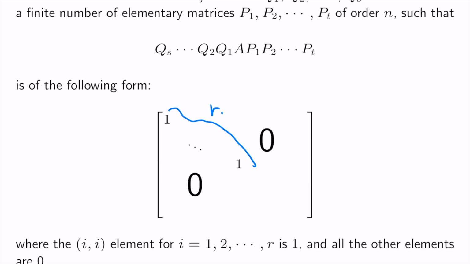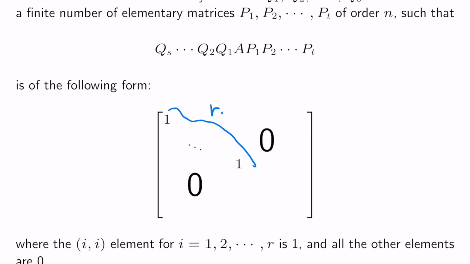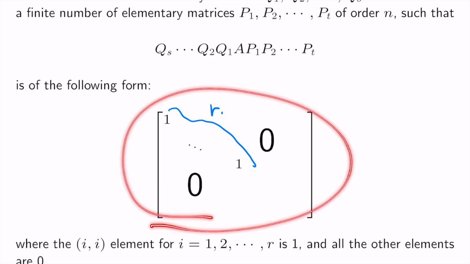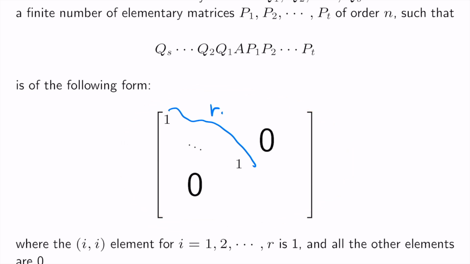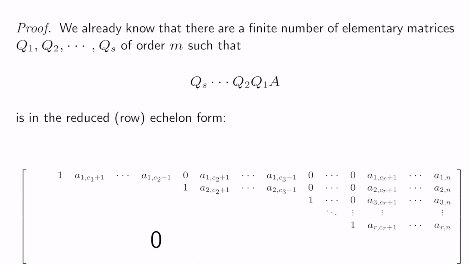So if you look at this product, we apply a series of elementary row operations and a series of elementary column operations. So by an appropriate choice of these elementary operations, either row or column operations, we obtain this form. That's what this theorem says. Okay, let's try to prove it.